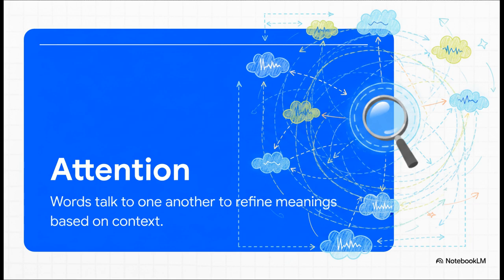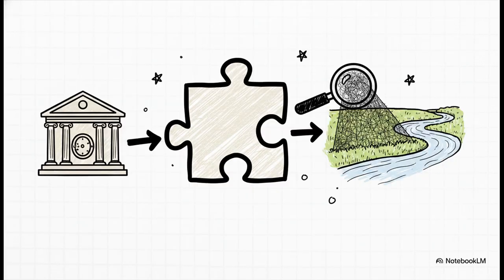Alongside feed-forward neural networks, this mechanism allows these lists of numbers, which, remember, represent our words, to essentially talk to one another. They constantly refine their meanings based on the surrounding context, and they do it all simultaneously. And this brilliantly illustrates exactly how that works.